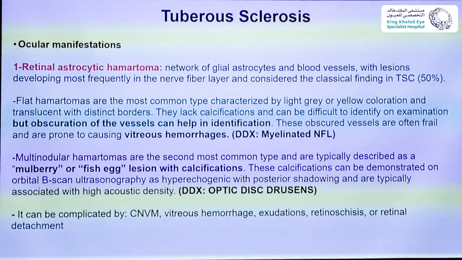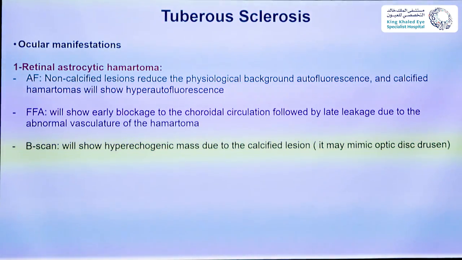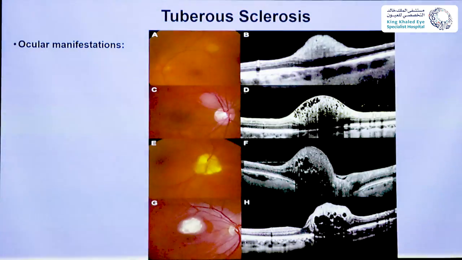So it can be complicated again. It's almost the same as the other phakomatosis: CNVM, vitreous hemorrhage, exudation, or retinal detachment, although it's very, very rare to have these because most of the lesions are stable. So we'll go through it.